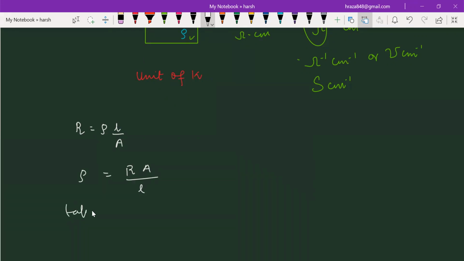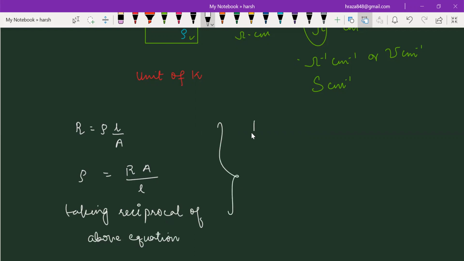Taking the reciprocal of the above equation, 1 by rho will be equal to L in the numerator, A in the denominator, as well as, no, wait a minute, what I just wrote is 1 by R. Whatever is in the numerator will come into the denominator, and whatever is in the denominator will come to the numerator. Yes or no? Yes, sir.